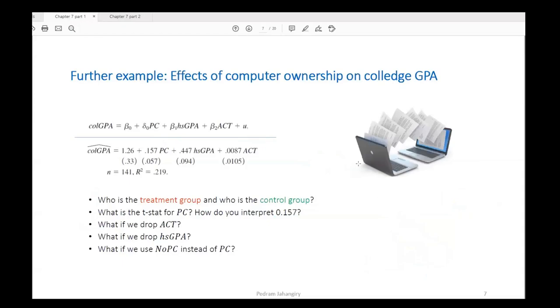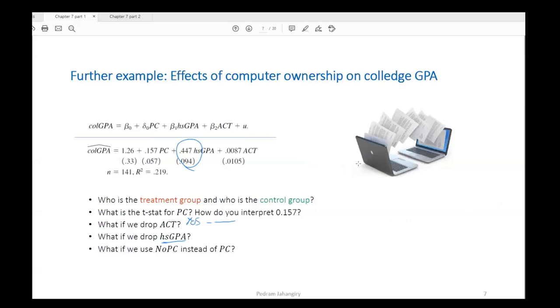What about high school GPA? This is a big deal because high school GPA is significant. If I drop something that is significant, it's guaranteed that I'm going to deal with omitted variable bias, okay? Because I'm deleting something which is relevant. Deleting something which is relevant is going to bring omitted variable bias for the other coefficients. It's going to make the other coefficients biased. So the answer to this one is no. You have a strong argument.